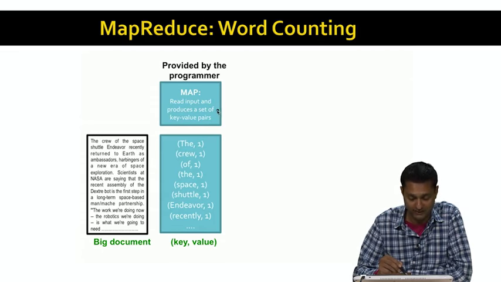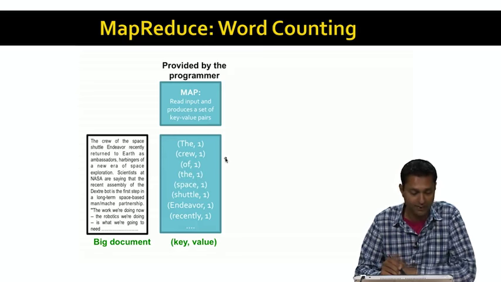And the key value pairs in this case are going to be, each word is going to be a key, and the value is going to be the number one, right? So for example, the word the and one, crew and one, and so on, and the word the appears again, and so there's another the one here, and so on. So these are the intermediate key value pairs that are produced by the map function.